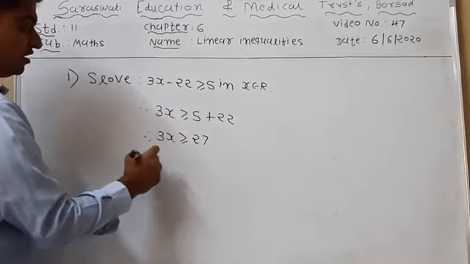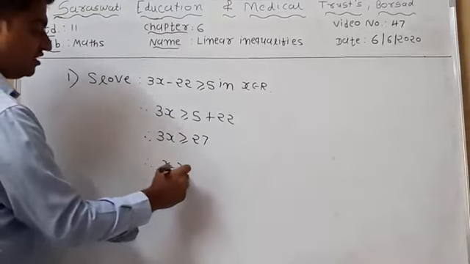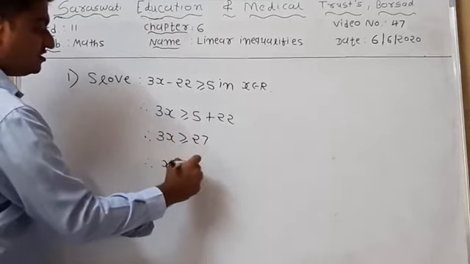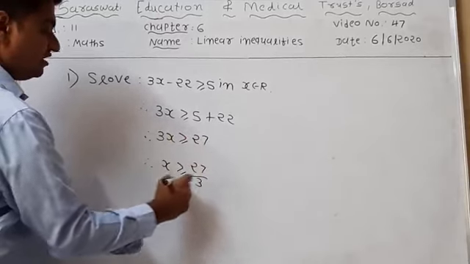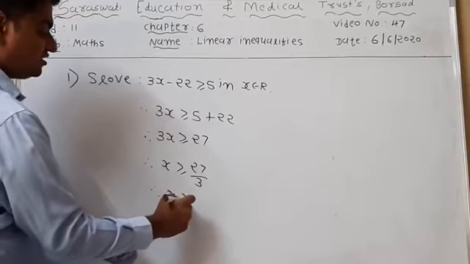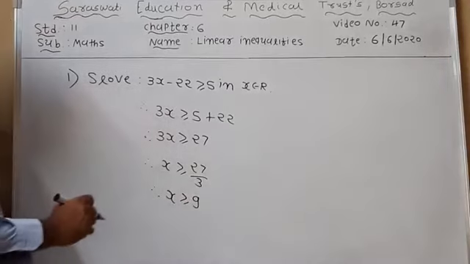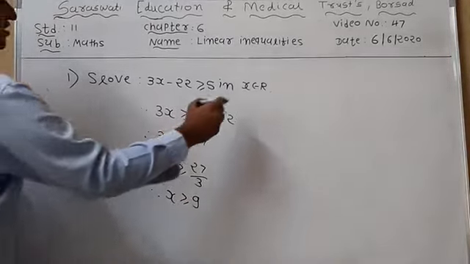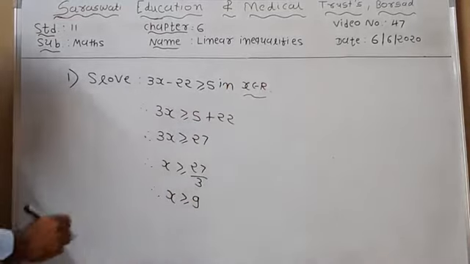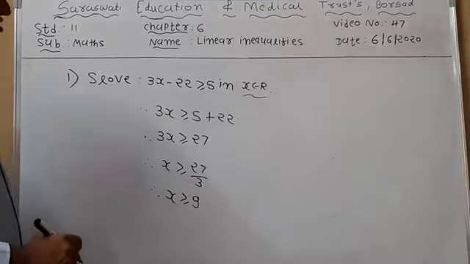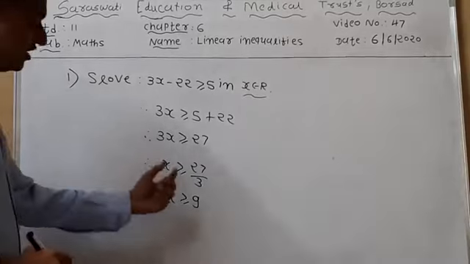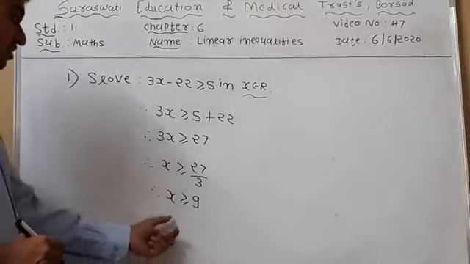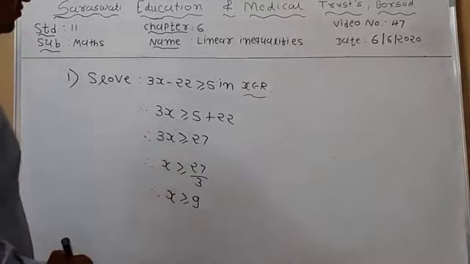Now divide by this term. So x greater than or equal to 27 divided by 3. So therefore x greater than or equal to 9. Now here the condition is present, x belongs to R. So the answer is written in interval form. Here x greater than or equal to 9 is present.